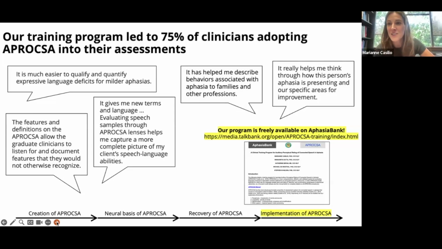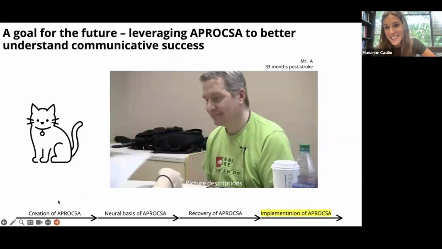And so again, I encourage you to make use of this tool if you think it would be valuable in your own setting. The last thing I'll leave you with, that I've really been thinking a lot about this work and where I'd like in terms of implementation to be taking it, is that, again, this is what really matters to people and they care about their functional outcomes. And I talked a little bit about speech therapy. And so I would love to be using APROCSA in future to think about communicative success.